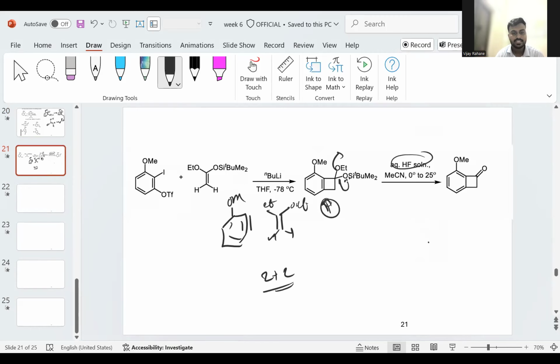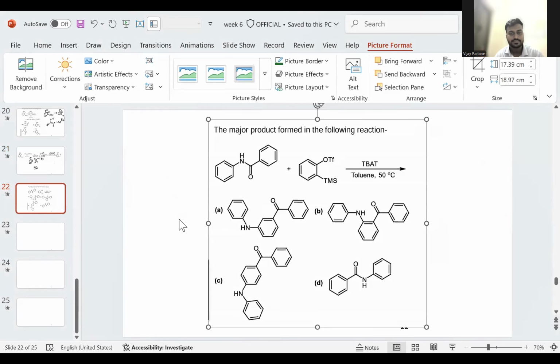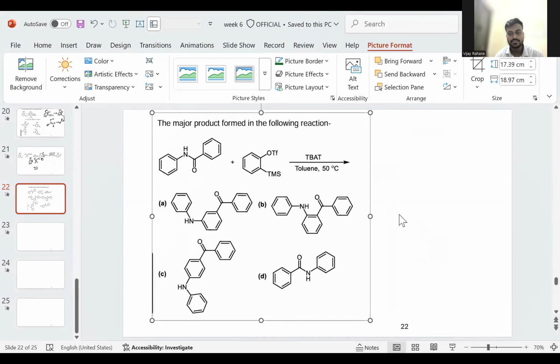So these are some examples that I want to show. Remaining examples are very similar. I will just put that one. So you just try to solve that one. Otherwise, I will solve it in the next session.